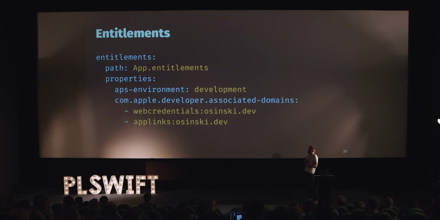The same thing with entitlements. The entitlements file also can be generated by XcodeGen, the same as info list. You just provide an entitlements key with the contents, and it generates it for you.